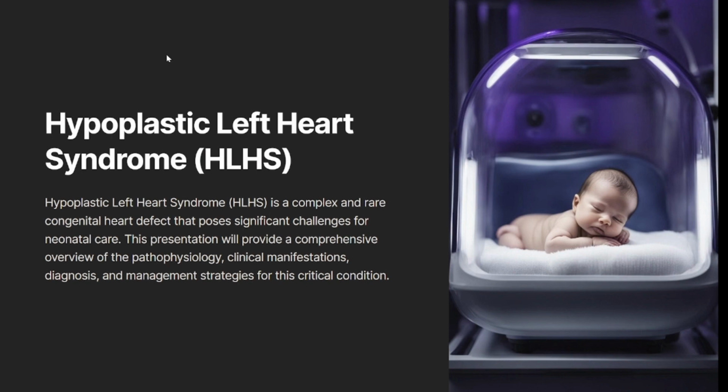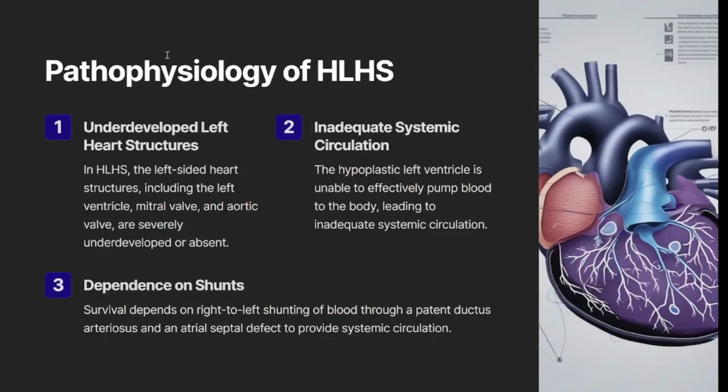Oral exam questions and answers on Hypoplastic Left Heart Syndrome, HLHS. Question 1. Describe the pathophysiology of HLHS. In HLHS, there's underdevelopment of the left-sided heart structures, including a severely hypoplastic left ventricle, often combined with atresia or severe stenosis of the mitral and/or aortic valves.